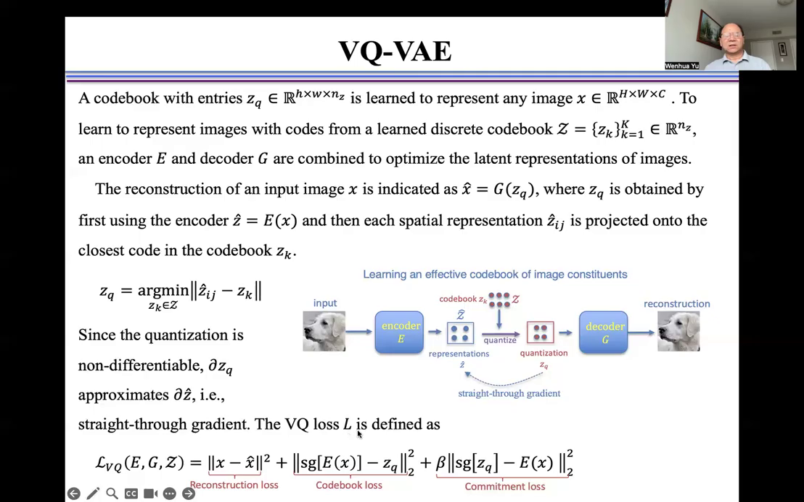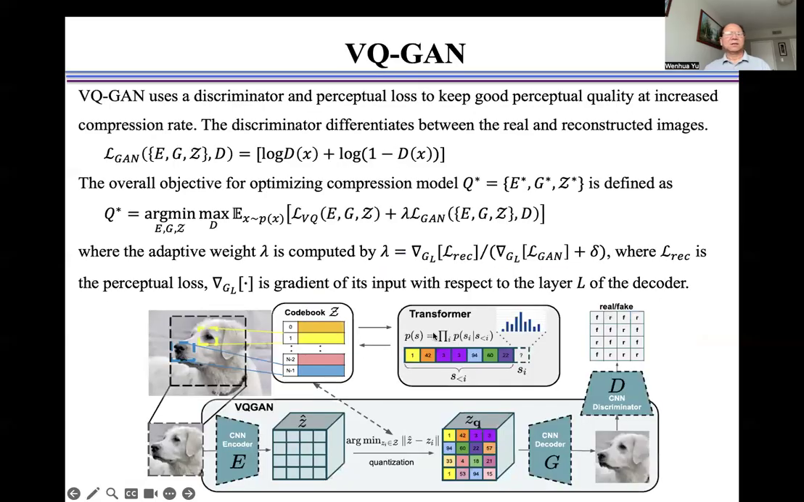The VQ loss L is defined as here, which includes three terms, namely reconstruction loss, codebook loss, and commitment loss. VQ-GAN uses a discriminator and perceptual loss to keep good perceptual quality at increased compression rate. The discriminator differentiates between the real and the reconstructed images, as shown here.